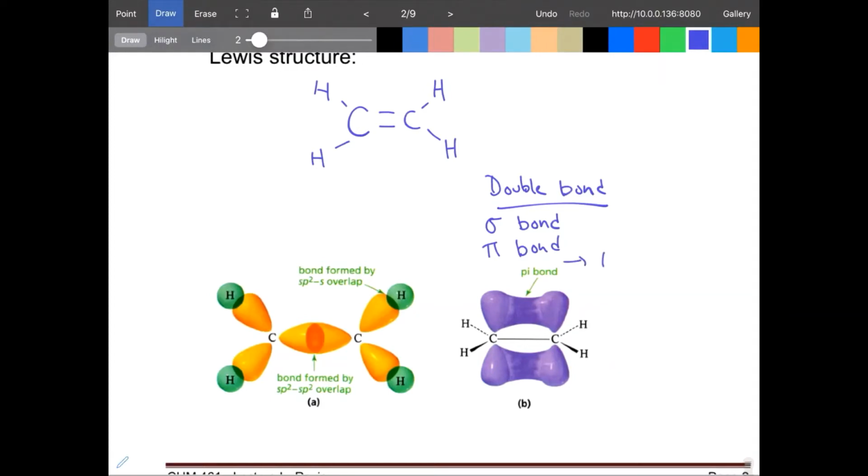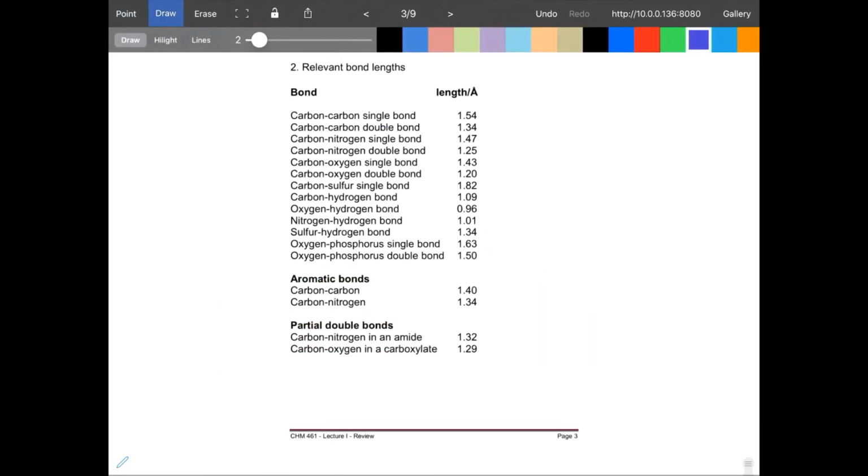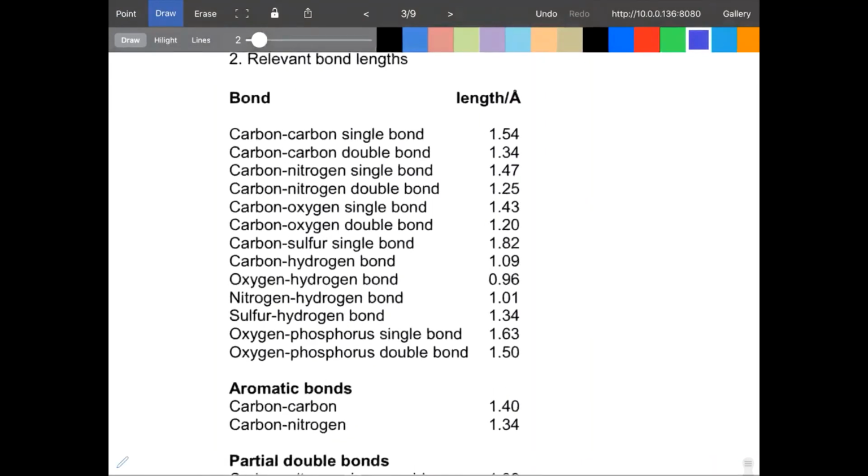But the key thing here is that we get no rotation. Right? It's not going to freely rotate around this double bond, and that's going to have important consequences later on when we talk about things like protein structure. So we put these atoms together, they make bonds, and we can measure the bond length, and we use a unit called angstroms. And if you're not too familiar with what an angstrom is, 1 angstrom, capital A with a little circle over it, equals 10 to the minus 10 meters, right?